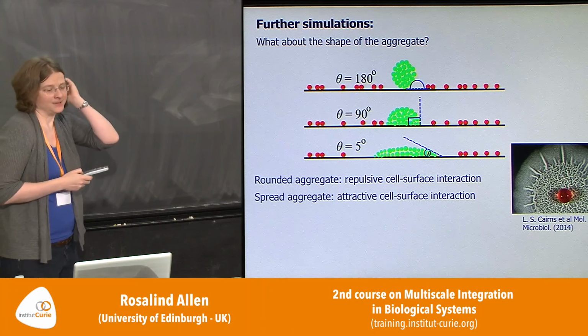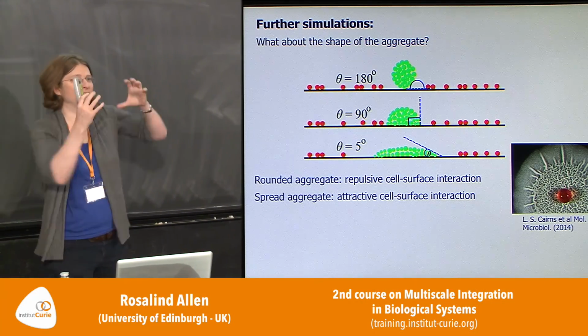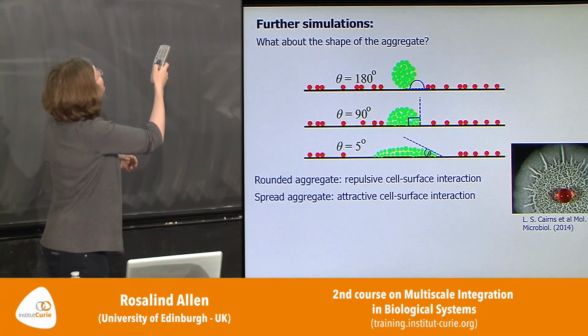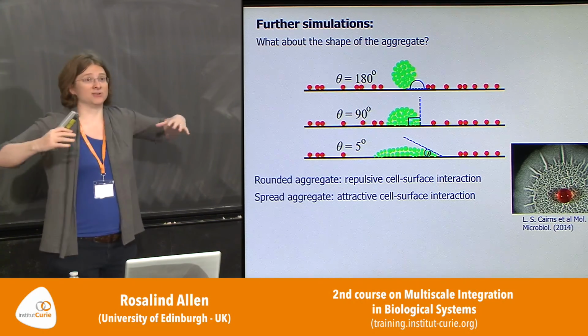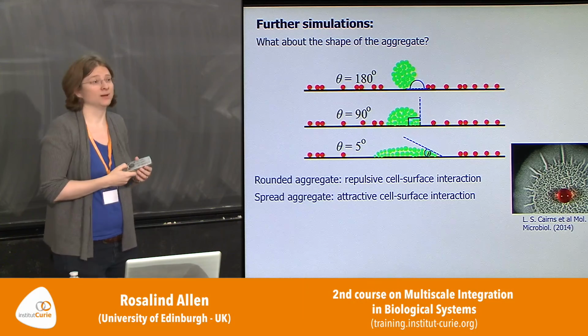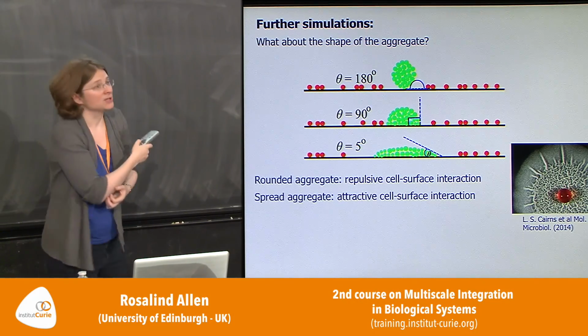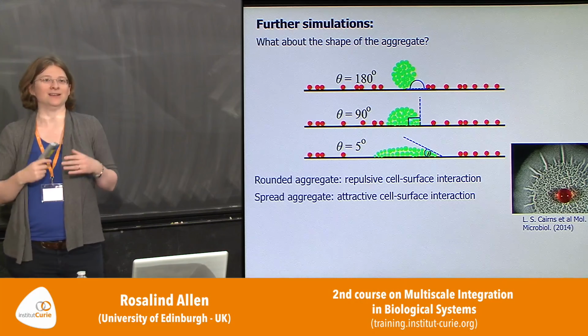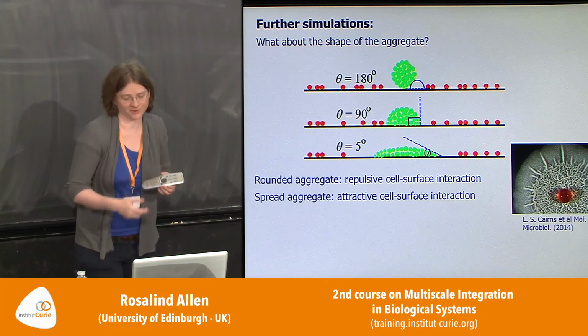So what Gavin did is he compared an aggregate like this, which is kind of rounded up and forms a rounded shape, with an aggregate like this, which actually spreads out on the surface and forms a much flatter shape, and also shapes in between. And the question is, which of these aggregates is actually better in forming a biofilm, in competing with the surrounding single cells to form a biofilm?